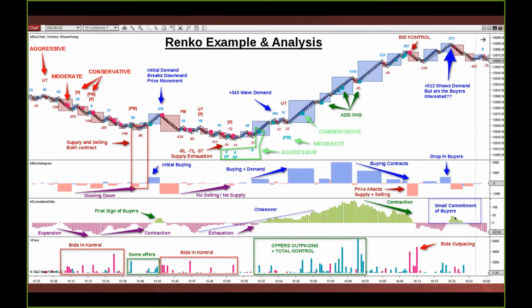And here in the cumulative delta, we have a small commitment of buyers. We see that the bids begin to pick up.